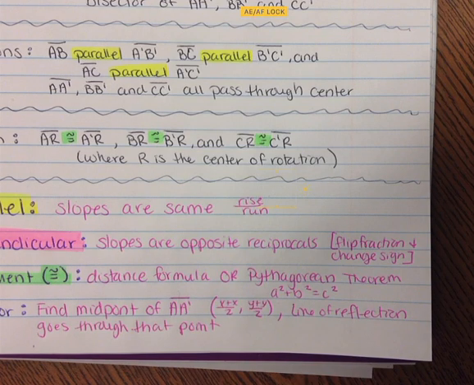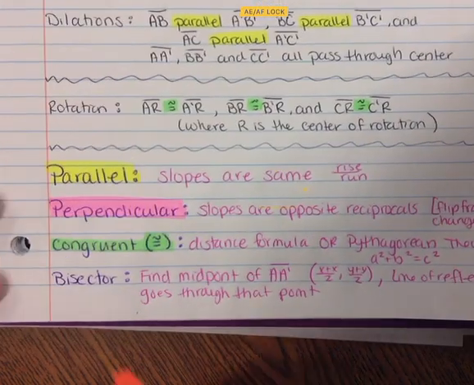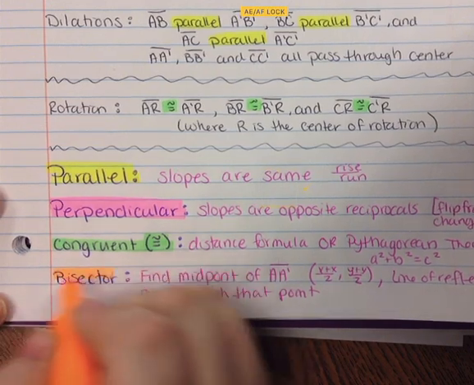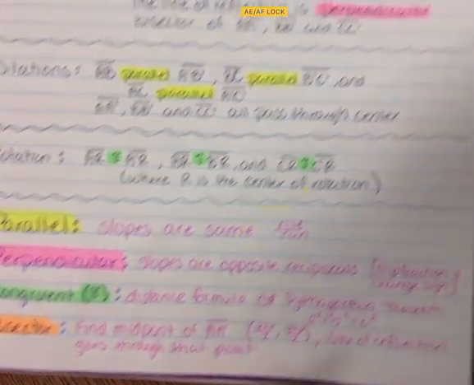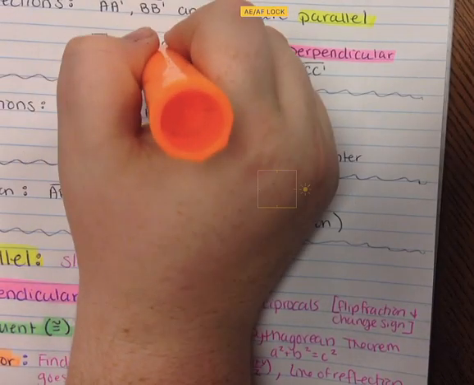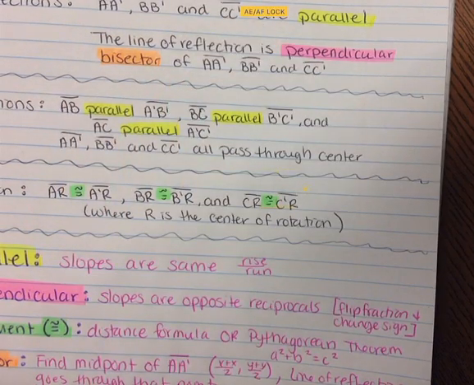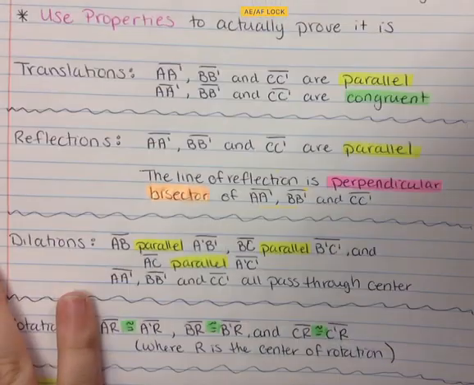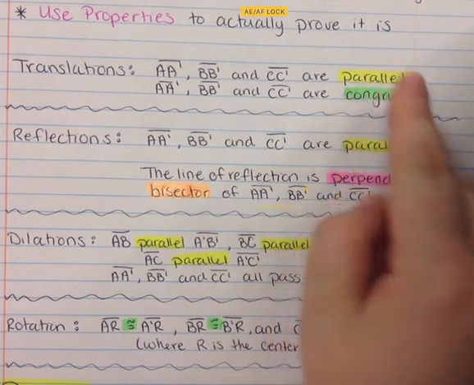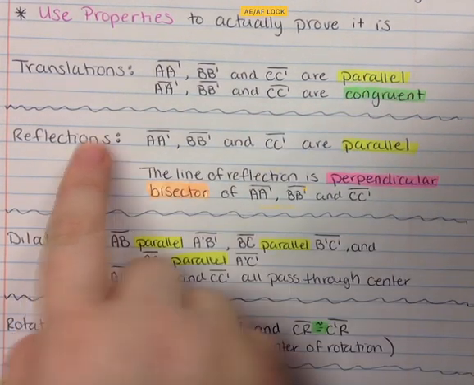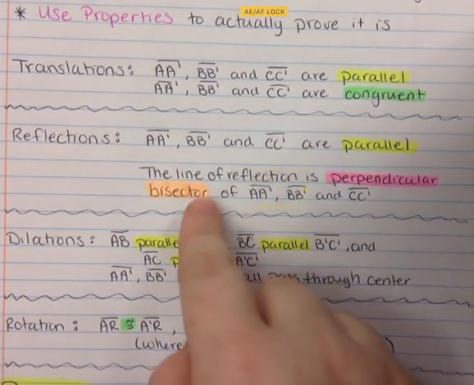So the only time we see the perpendicular part, or sorry, the bisector part, I'm going to highlight in orange. The only time we see bisector is on reflection. So translations, you actually have to find 2 different things. You have to find parallel and congruent. On reflections, you have to find parallel, perpendicular, and bisector.